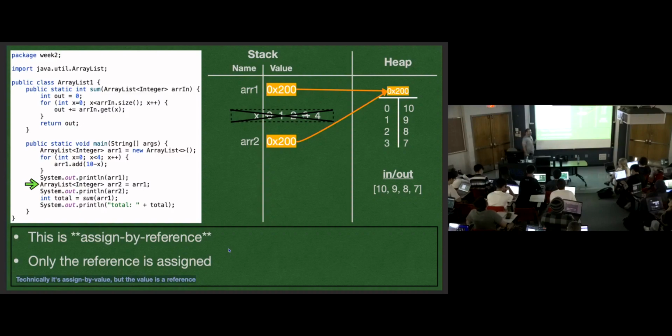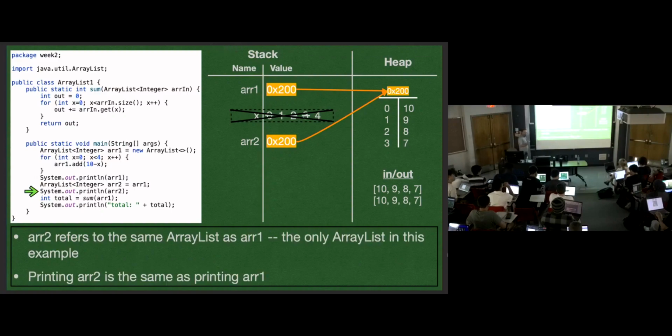So I'm just going to steal that term. It's just fewer syllables than saying assigned by value, but the value is a reference. I'm just going to say assigned by reference. But technically it's not. So anybody who wants to call me out on that, I'm calling myself out. Yes, I'm being a little incorrect there. So when I print R2, I'm going to get the same array list as R1. And that's not too interesting yet.